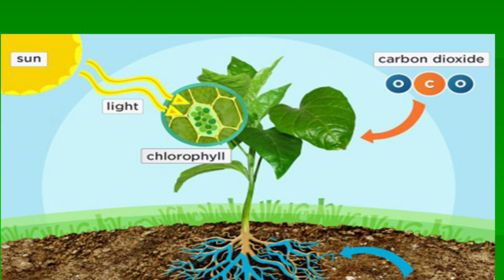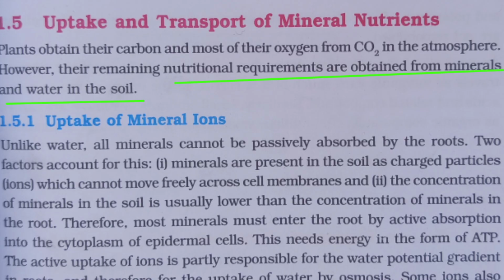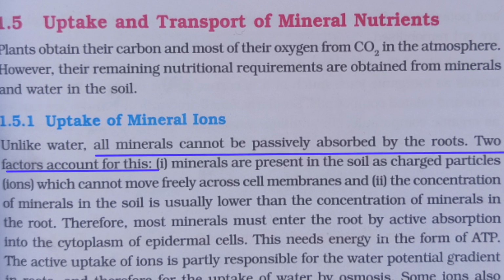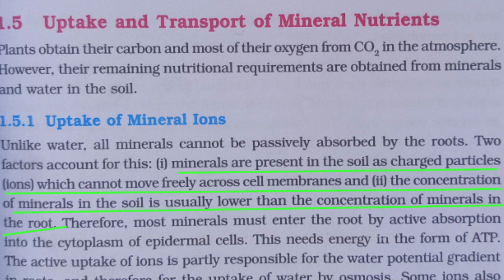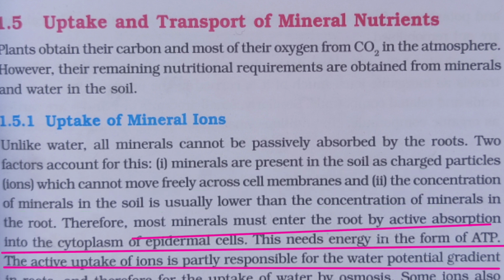In this, carbon and most of their oxygen form CO2 in the atmosphere. Nutritional requirements are obtained from minerals and water in the soil. All minerals cannot be passively absorbed by the roots. Two factors account for this. One is minerals are present in the soil as charged particles, ions. Second is the concentration of minerals in the soil is usually lower than the concentration of minerals in the root.